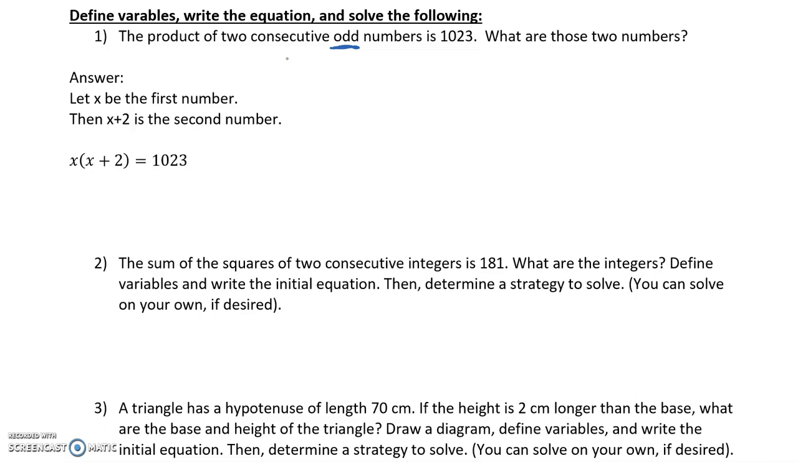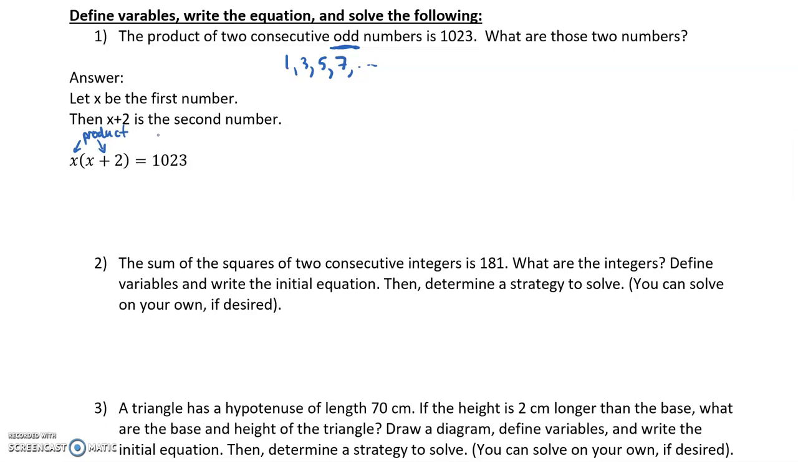Well, for example, we know the odd numbers are like 1, 3, 5, 7, etc. And so if we have one number that is x, the next consecutive just means the next one. The next odd number is going to be 2 bigger than that. And so we go x plus 2 is the second number. So if we take the product of these two, this is just multiplied, so this times this, that's the product, we multiply those two together, is equal to 1023.